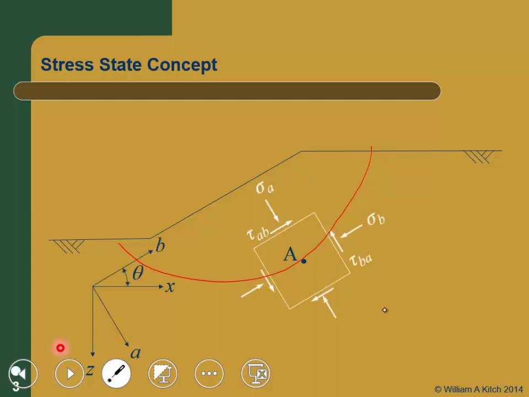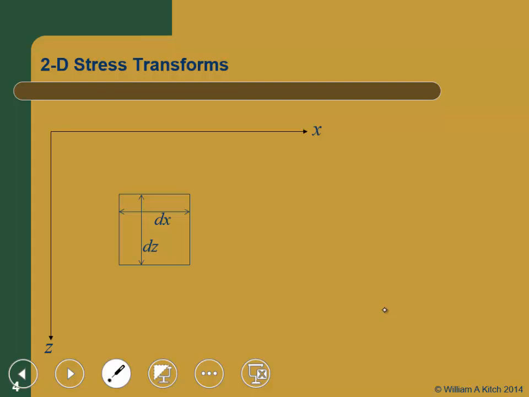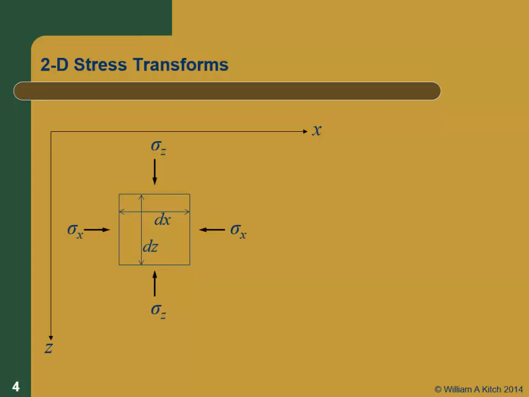stress transforms. We need to be able to transform our state of stress from one system to another and get the equivalent numbers in a different orientation. So let's start with the ZX system here, with our elemental area that's going to be dx by dz. We'll have a normal stress in the z direction, sigma z, a normal stress in the x direction, sigma x, and then our two shear stresses, tau xz and tau zx.